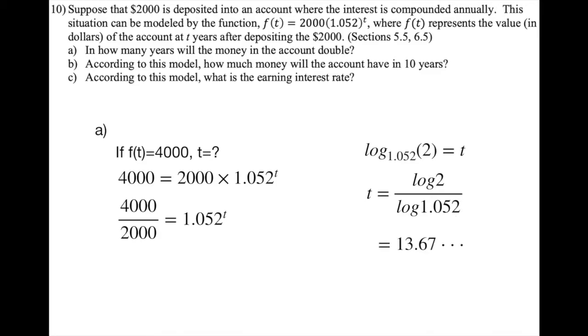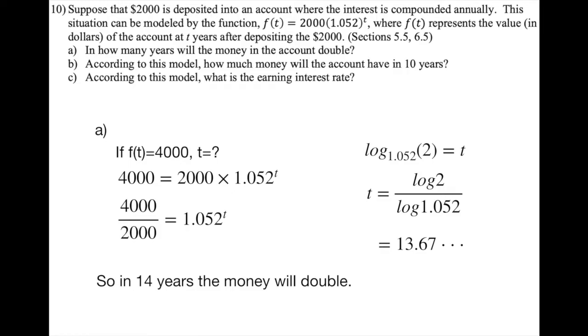This t will be 13.67 and so on. Then how to round that to the integer? Because you want the money in your account to double. You know, if t equal to 13, the money is not quite doubled. It's slightly smaller than 4,000. And in the year 14, your money will be more than 4,000. So we will choose year 14. So in 14 years, the money will double.